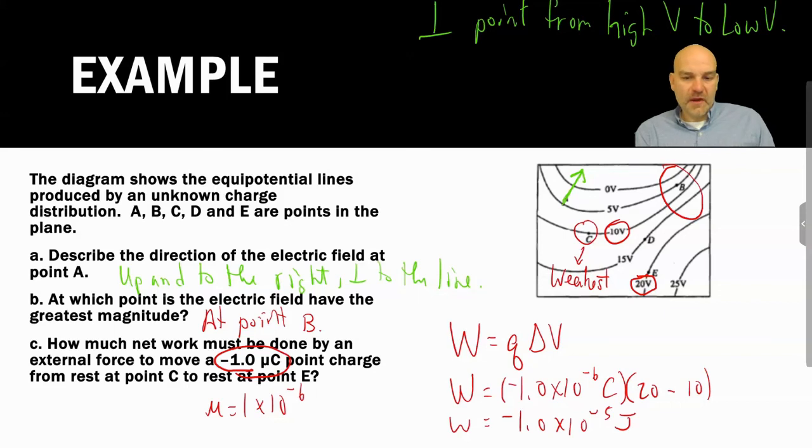Remember, work is a transfer of energy, so we're either increasing or decreasing the amount of energy possessed. You can see that moving from C to E, it's actually going to lose energy. How do we know it's going to lose energy? Because we ended up with a negative number.